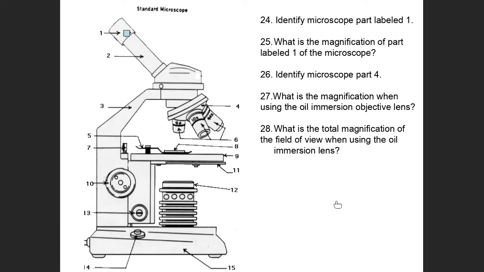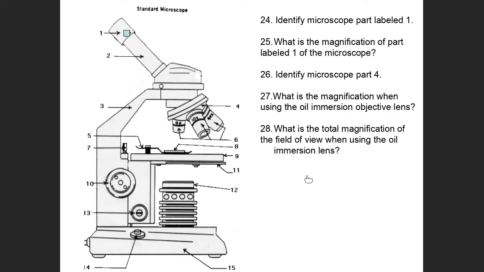Oh, okay. So I'm making that distinction. So 28 is 1,000, and 27 is just looking at the oil immersion objective by itself, right? So the oil immersion is 100 times, and therefore 100 times 10 for number 28 will be 1,000. I'll be sure to clarify those so that you won't make the mistake that I just did. Okay, let me know if you have questions.